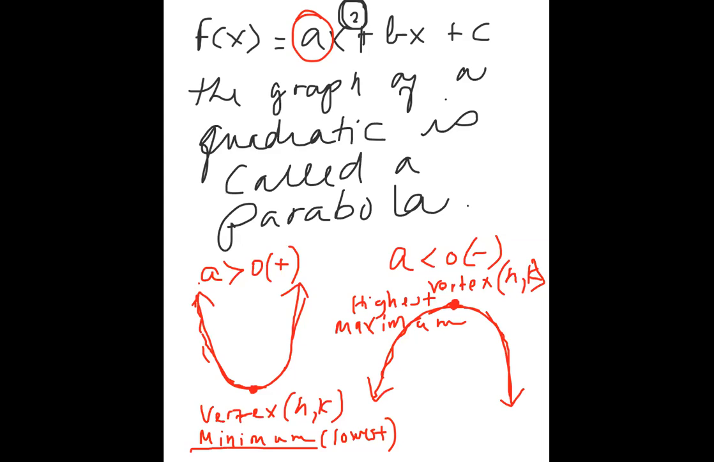Now, additionally, these graphs are symmetric, okay? They have a line of symmetry. The line of symmetry, or axis of symmetry, goes straight through the middle, and it intersects the graph at the vertex.